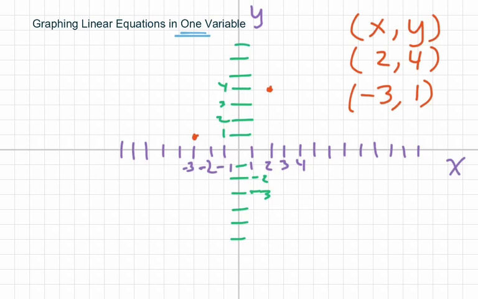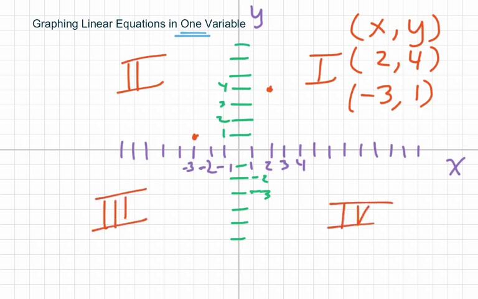And these are called the quadrants. So this is the first quadrant, this is the second quadrant, the third quadrant, and the fourth quadrant. And I did that with Roman numerals, in case you're wondering what I was doing there.